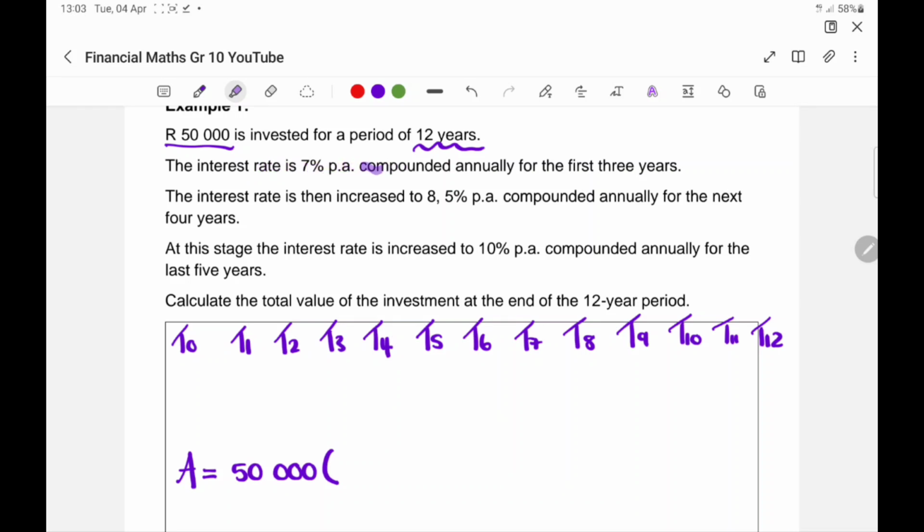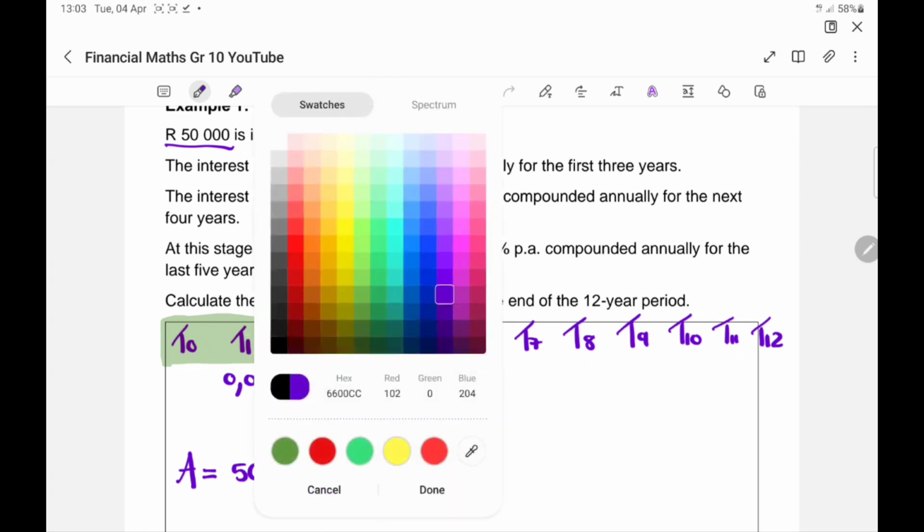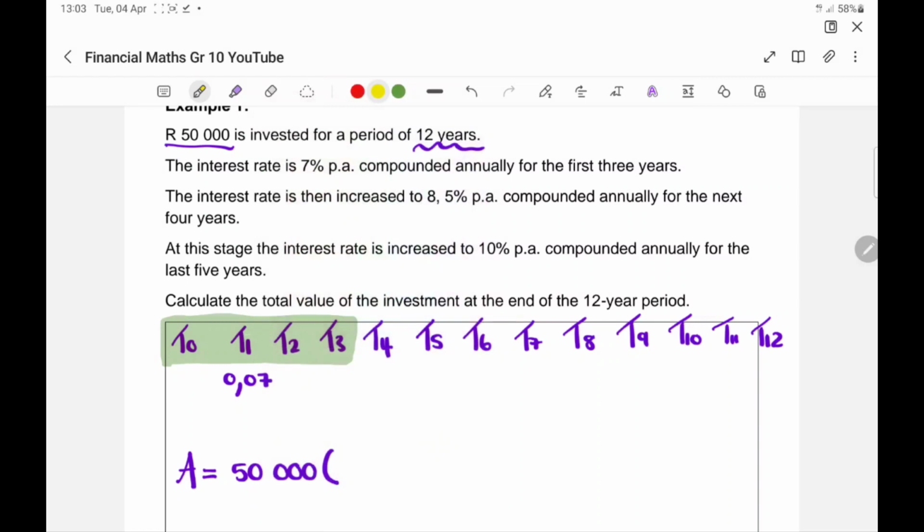So the interest rate is 7% per annum compounded annually for the first 3 years. So for the first 3 years, I'm going to highlight it. And then I'm going to write that it was 7%. So it's 0.07. Let's just try and get another color here.